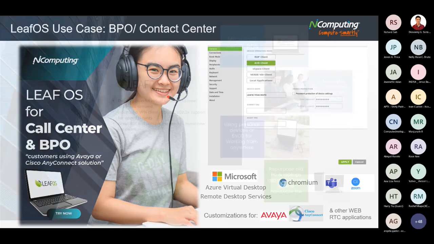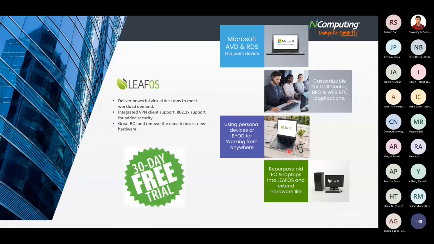Now, to summarize, Leaf operating system is a very powerful virtual desktop endpoint to meet very demanding workloads. We already integrate VPN for any endpoint requirement, and 802.1X support, depending upon the device. We fully support that. It's fully compatible with Microsoft AVD and also with remote desktop services. Again, we'd like to work with you if you have any need for customization, especially if you are in the call center or BPO industry.